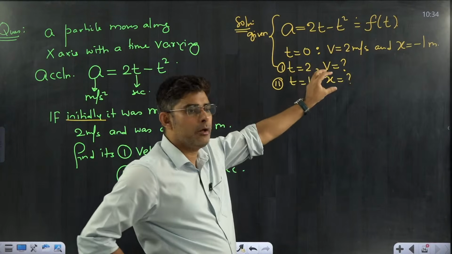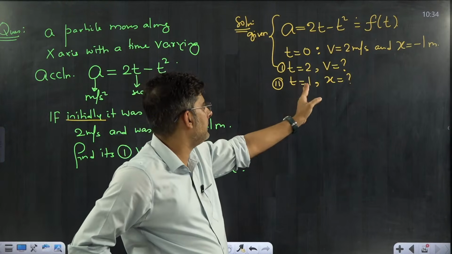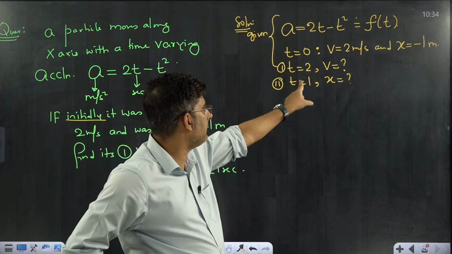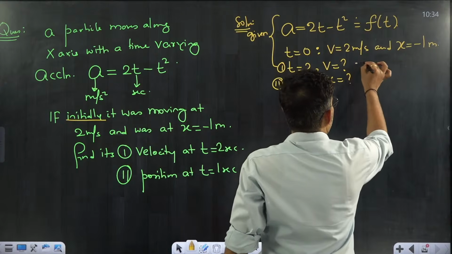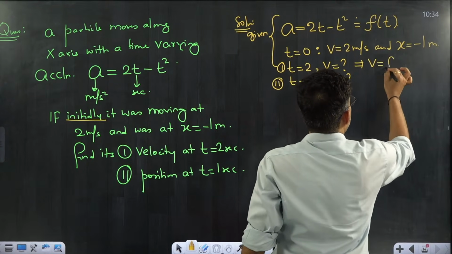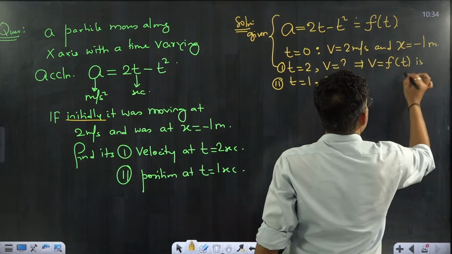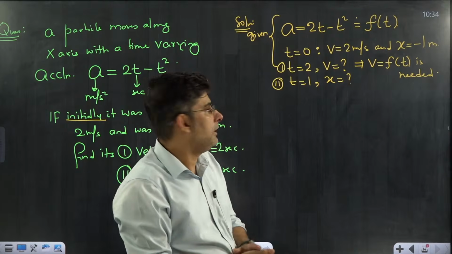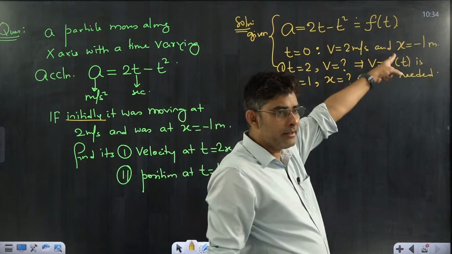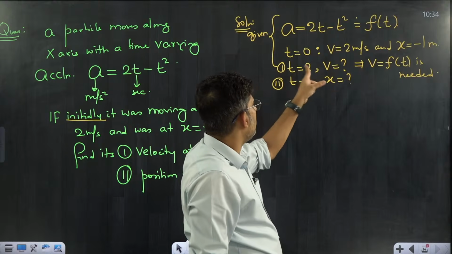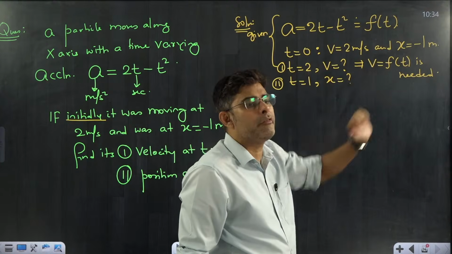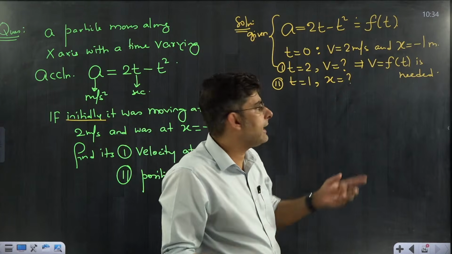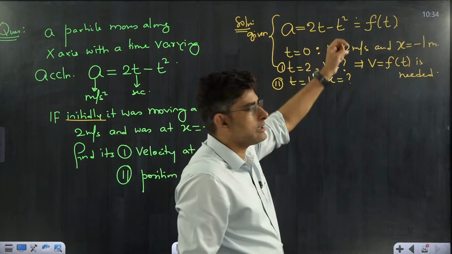Arey bhai, if you have velocity as a function of time, then you can find the value of v at t equals 2. So what I need first for this is velocity as a function of time. If you have an equation, then only you can solve. So here acceleration is given as a function of time, and to get the velocity at t equals 2 seconds, I need velocity as a function of time. Then ask yourself, how can I get velocity as a function of time if acceleration is given?